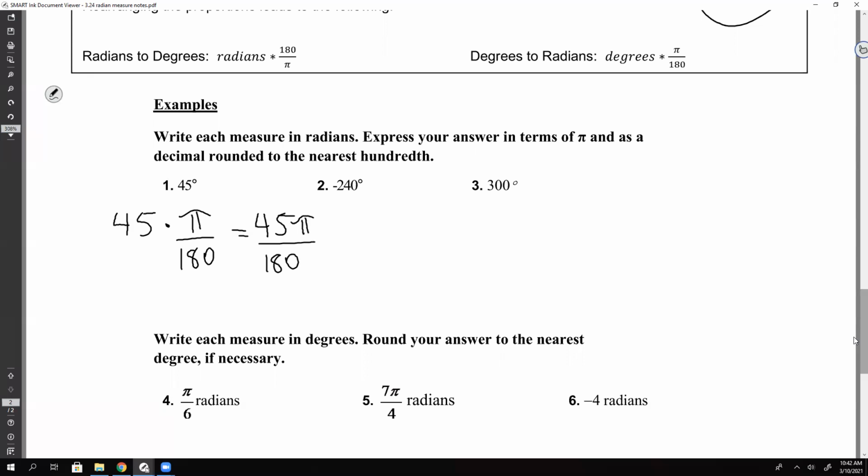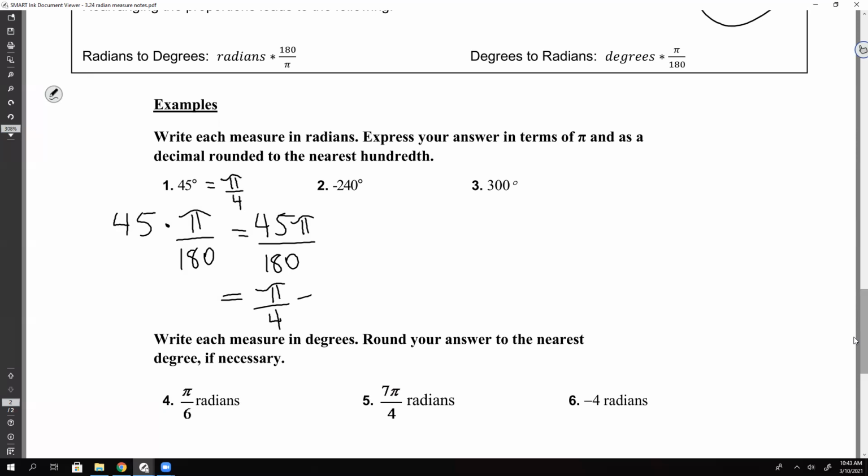And then, y'all, you've got to reduce this. You always have to reduce. If you just give me 45 pi over 180, it's not going to be considered a completely correct answer. You've got to divide. So I'm going to do 180, and I'm going to see how many times 45 would go into that. So I'm doing 180 divided by 45, and I see that's 4 times. So I can reduce this here. I'm going to divide both the top and the bottom by 45. 45 divided by 45 is 1, so I'm just going to have pi. Okay, and then 180 divided by 45 is 4. So 45 degrees is pi over 4 radians.